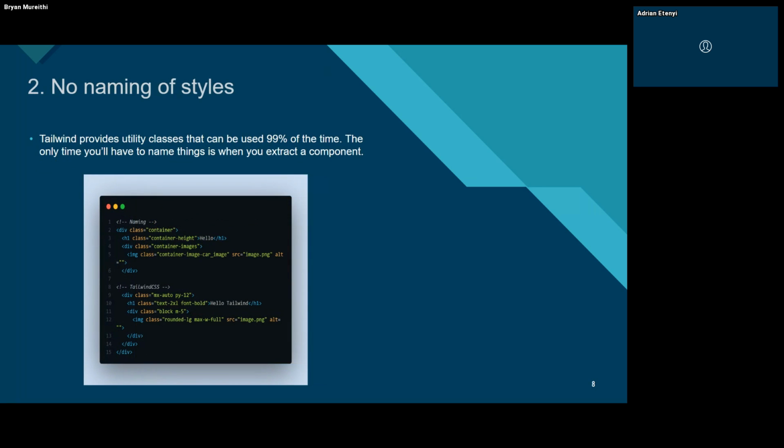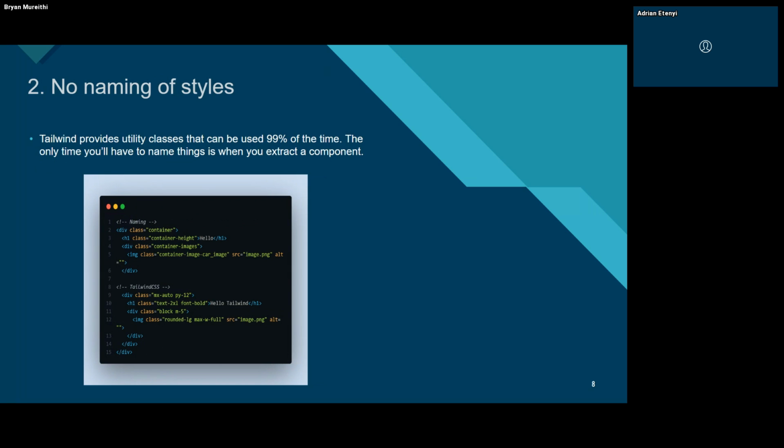Then the second one is no naming of styles. Tailwind provides utility classes that can be used 99% of the time. The only time you'll have to name things is when you extract a component. So as you can see in this example, I don't know if you can see it clearly.